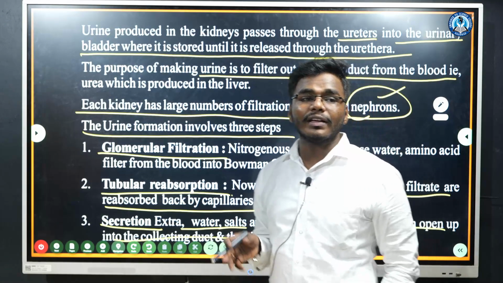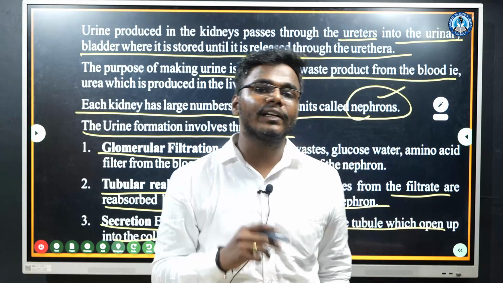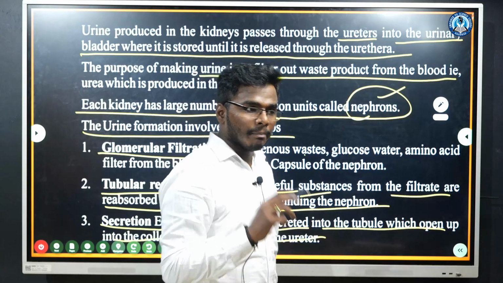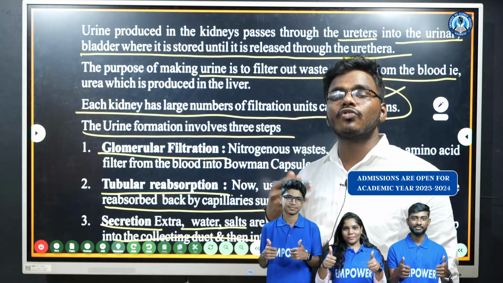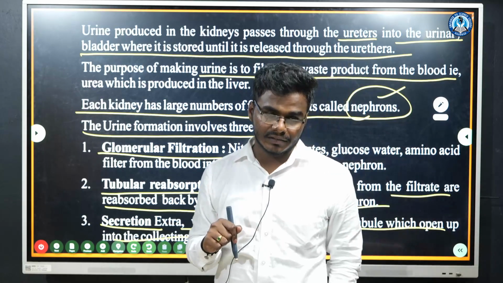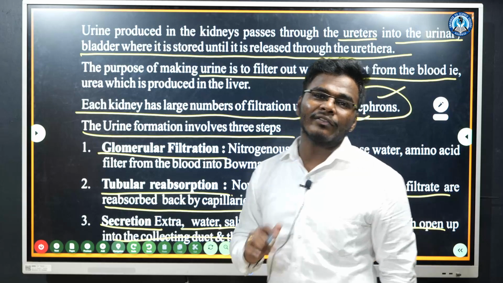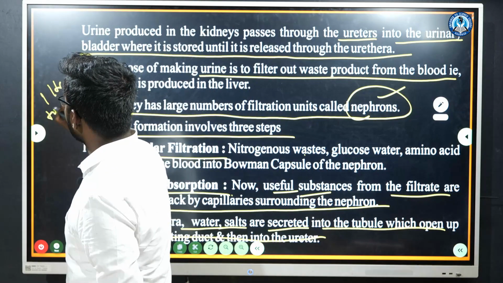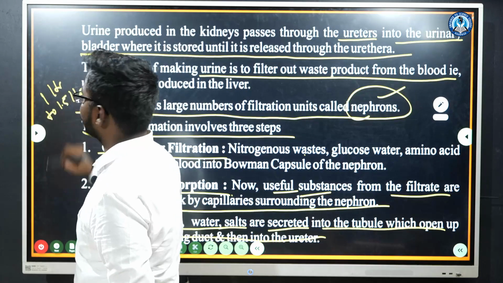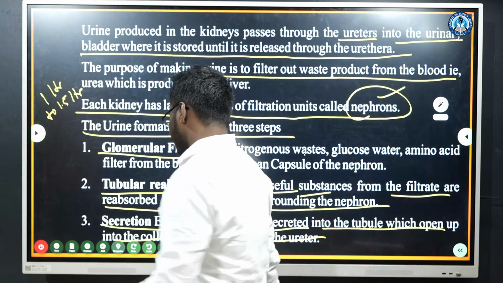Okay, so on an average a person secretes 180 liters of filtrate per day, but though he is secreting 180 liters per day, he is not going to urinate all the 180 liters. Approximately, on an average, a person urinates 1 liter to 1.5 liters per day.